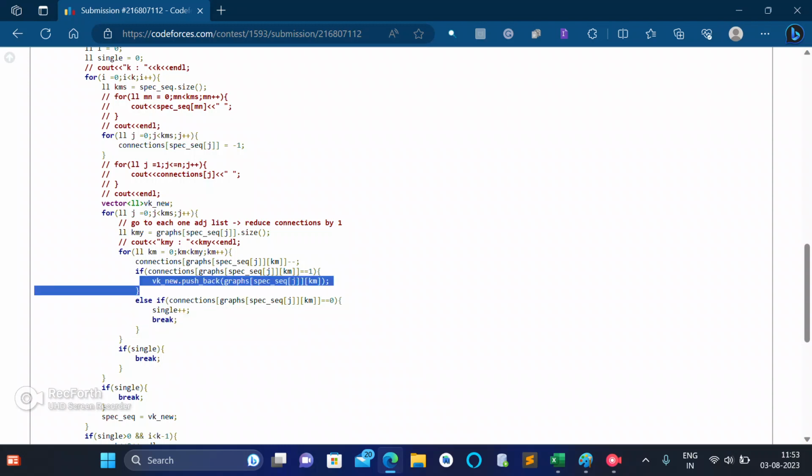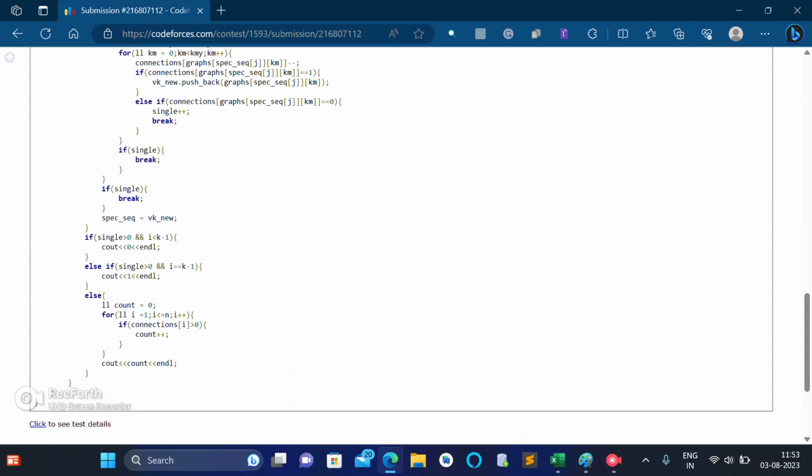If I don't find any node having connection 0, I will push back in vk_new those who are now having the connections as 1. At the end, special sequence is equal to vk_new. Then I will say, okay, who are now having connections greater than 0, or I can say who are not having the connections as -1, find out their count and tell the count in the answer. So this is the approach to this question.